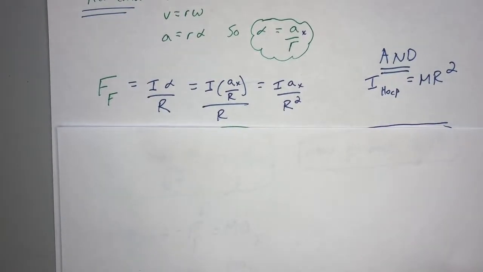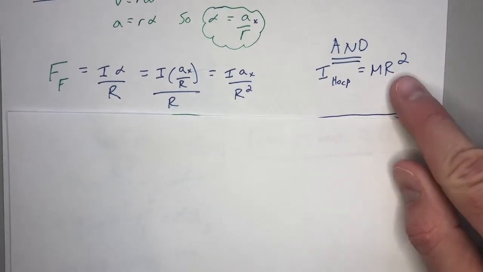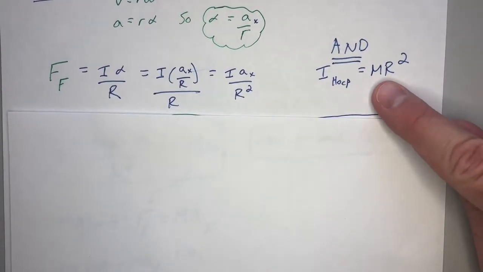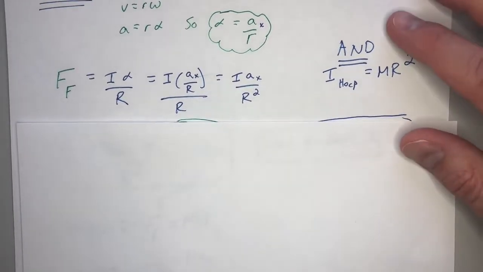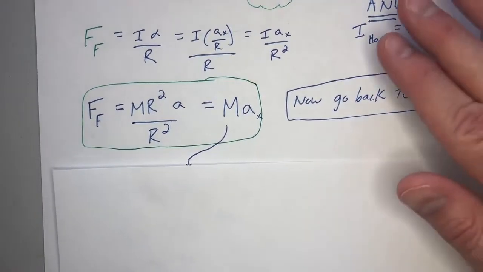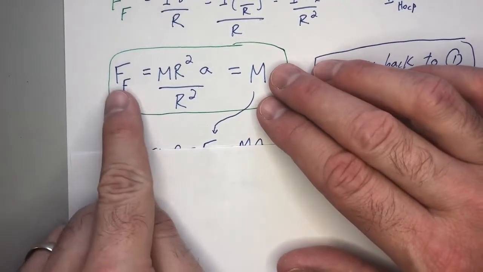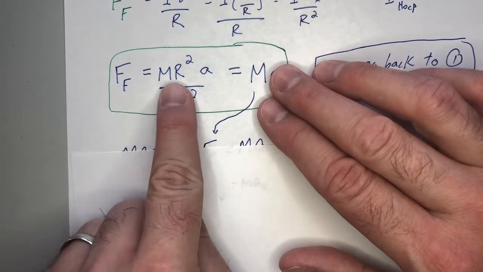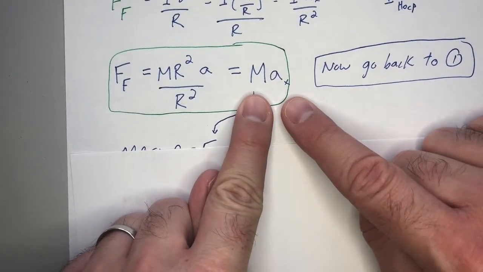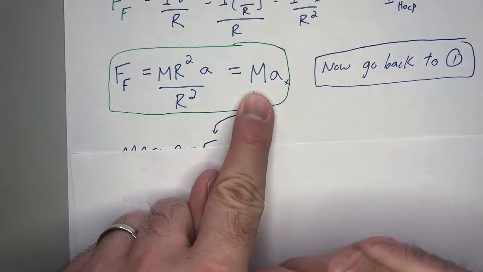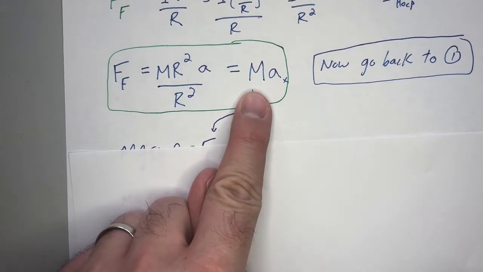And one little note, remember it's the moment of inertia of a hoop, so you can also get rid of that right now. You could plug in mR squared to get rid of the moment of inertia of the hoop, and then the force of friction simplifies down nicely. You just plug in the mR squared, and it simplifies down to ma_x, which is actually kind of cool.